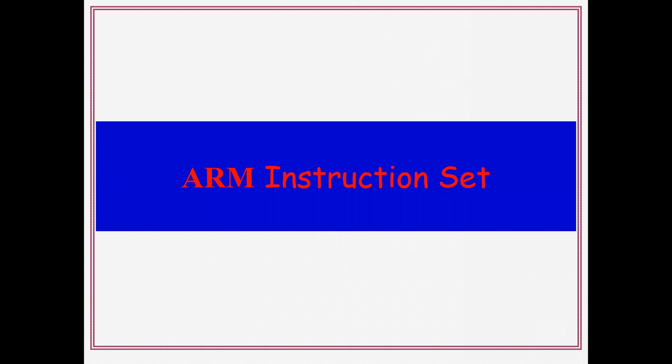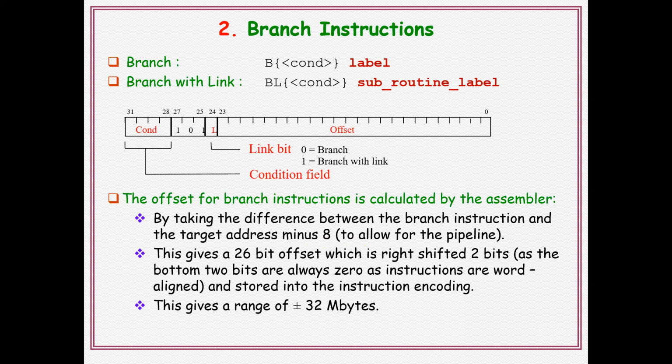In this session, we will discuss the remaining ARM instruction set. In the last session, we discussed data transfer instructions, arithmetic instructions, and branch instructions. Now, the second one is branch instructions, which support branch and branch with link. Branch instructions control transfer from one place to another place.